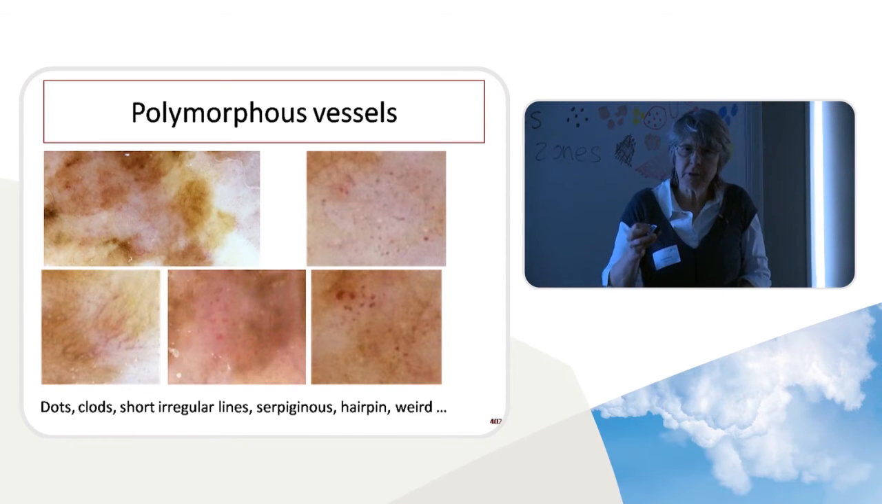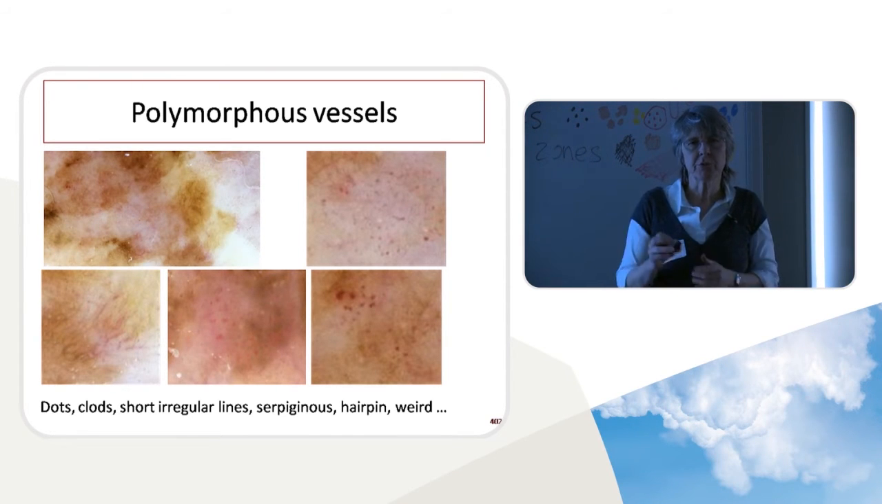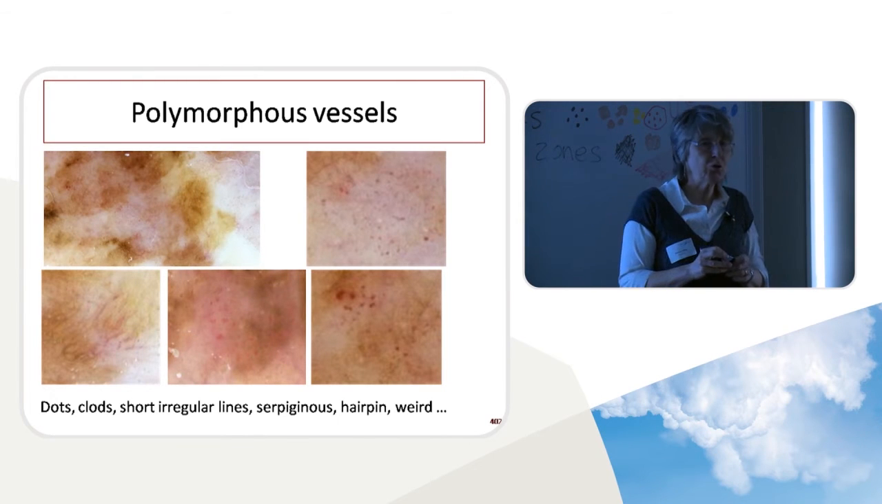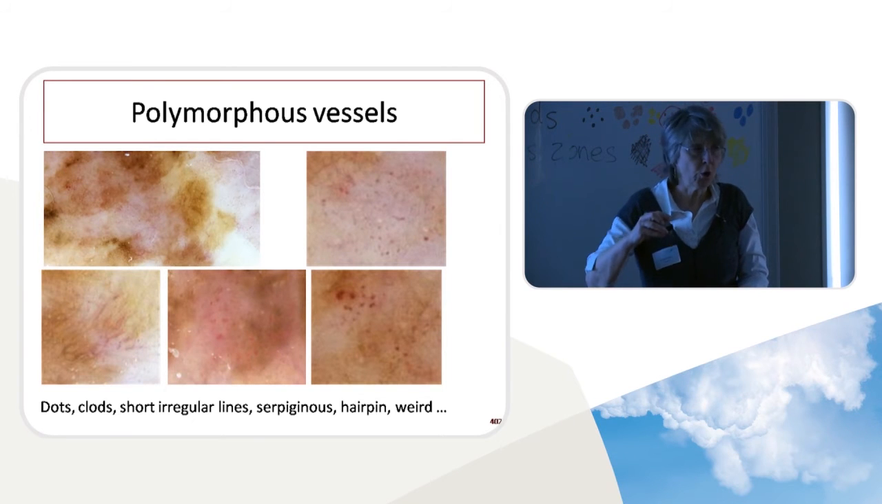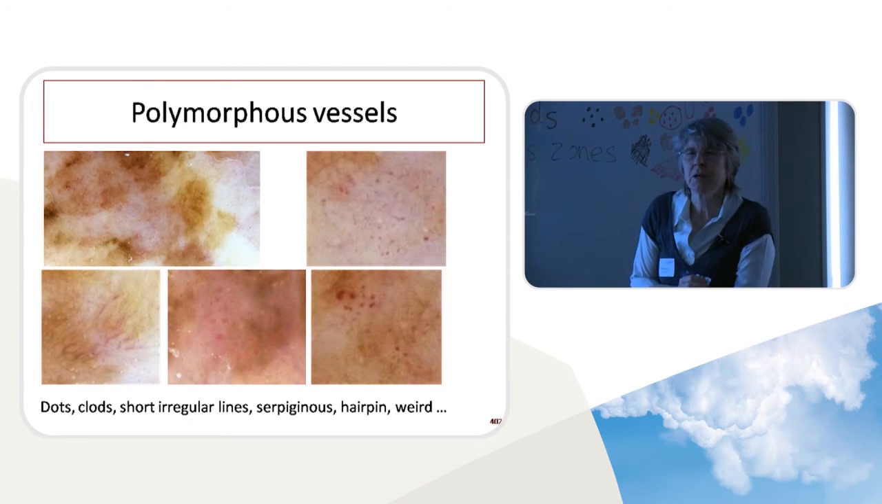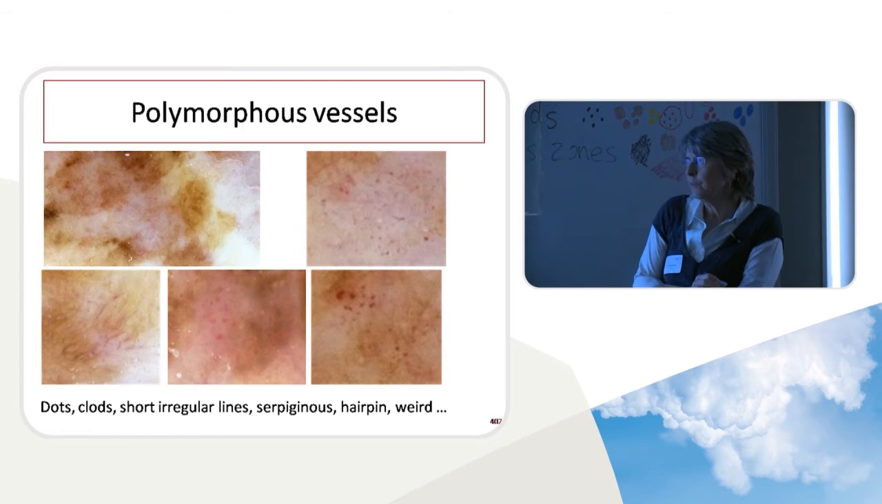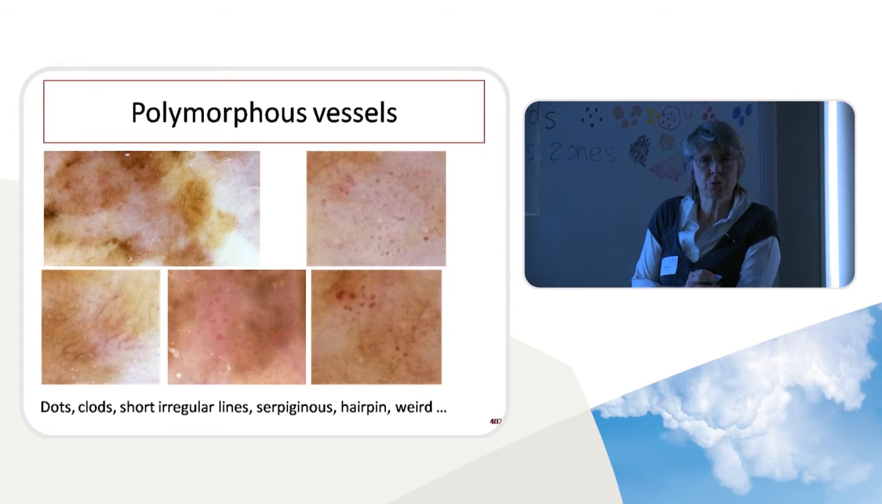So the benign pattern should be all the same, uniform. So the commonest pattern in a dermal nevus is short curved lines, or commas, comma pattern. But the dotted pattern is an alternative pattern. But in malignancies, we see variation. So the lines vary in thickness, and they vary in length, and they vary in shape. And the dots could be clods or coils or weird and wonderful shapes.